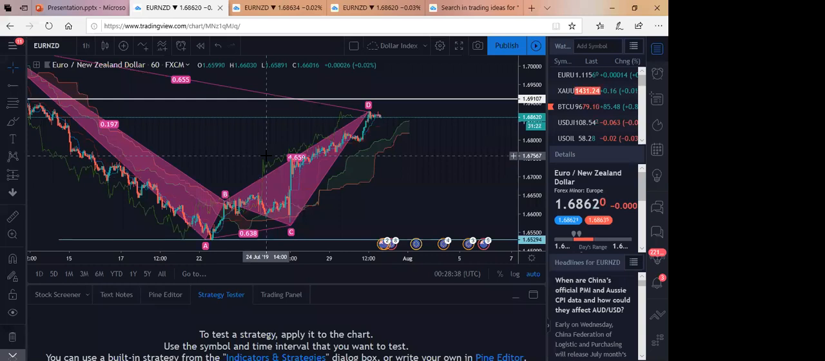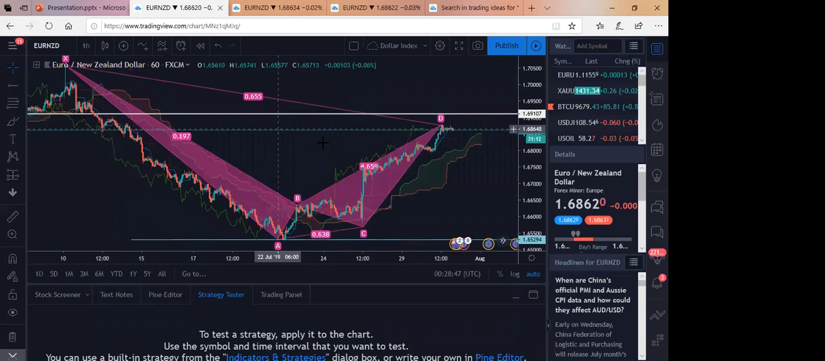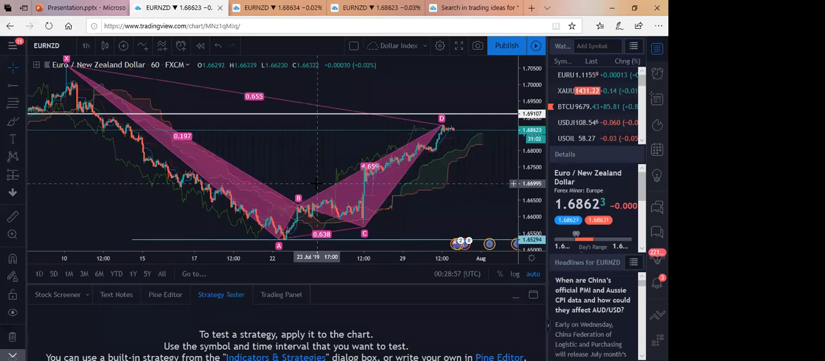Now, with the market, let's say that D right here. This is what I drew up for y'all, right? X, A. But first, before I get to it, what does this look like to y'all? A bat, crab, Gartley? What does it look like to y'all? Not quite a bat. Not quite a bat.